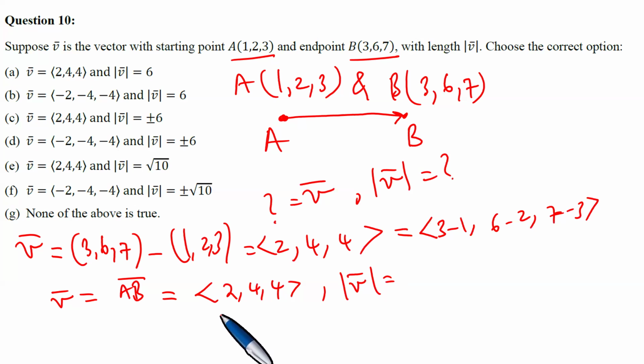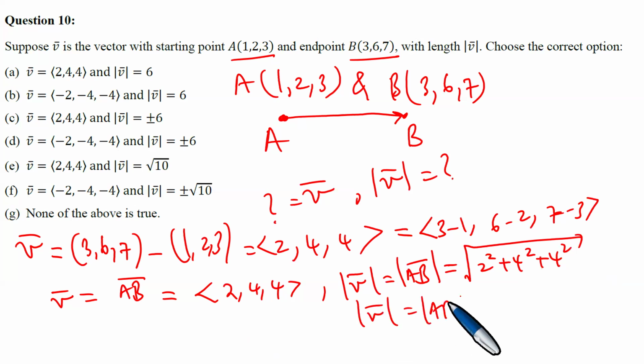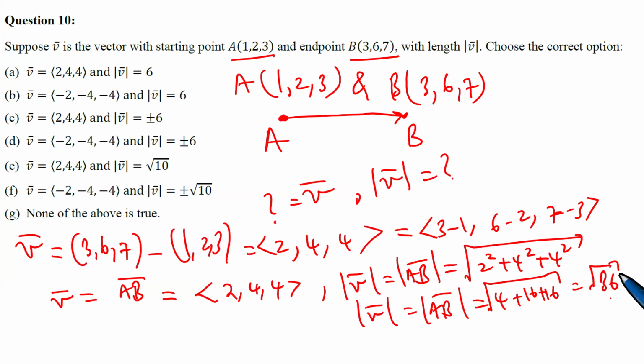If the vector is this, then the length of this vector is the length of the vector from A to B. This is exactly 2 squared, 4 squared, 4 squared, which means the length of AB is the square root of 4 plus 16 plus 16. 16 plus 16 is 32, plus 4 is 36. And the square root of 36 is exactly 6 units.